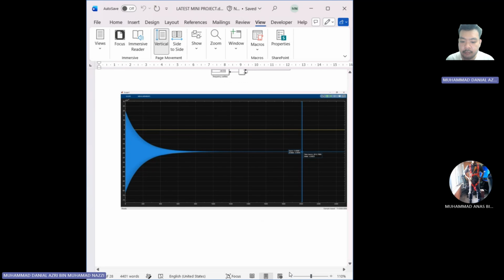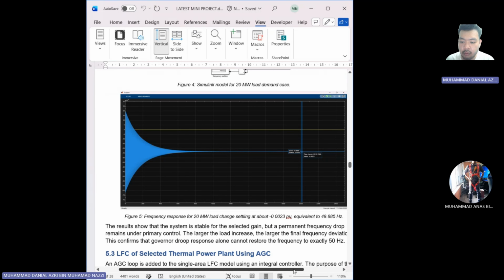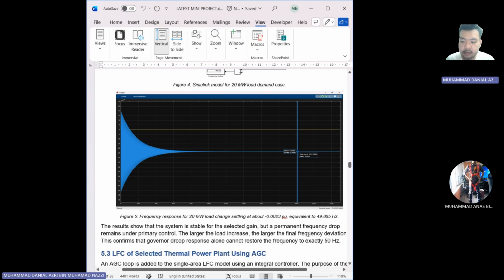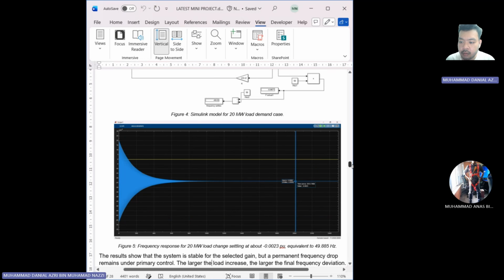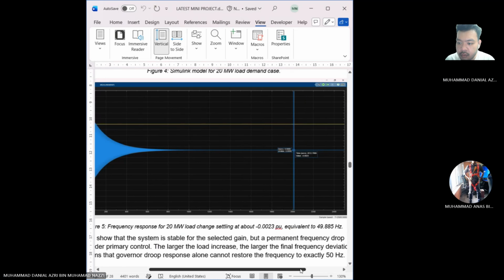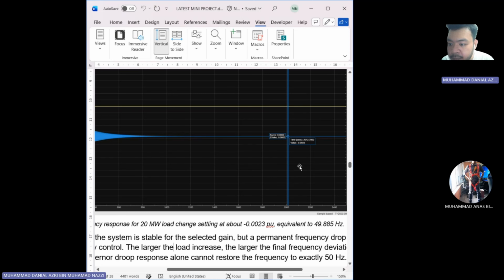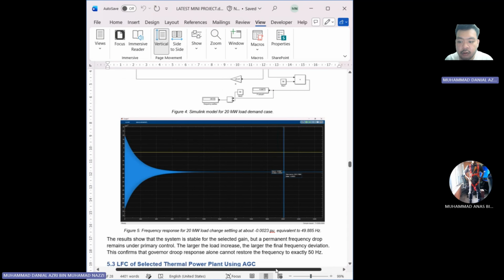So the conclusion that we get: the results show that the system is stable for the selected gain, but the permanent frequency drop remains under primary control. The key point for this calculation is the larger the load increase, the larger the final frequency deviation. This confirms that governor droop response alone cannot restore the frequency exactly to 50 hertz. The time taken to steady state is quite high, which is 2012 milliseconds to settle, to get the value of 0.